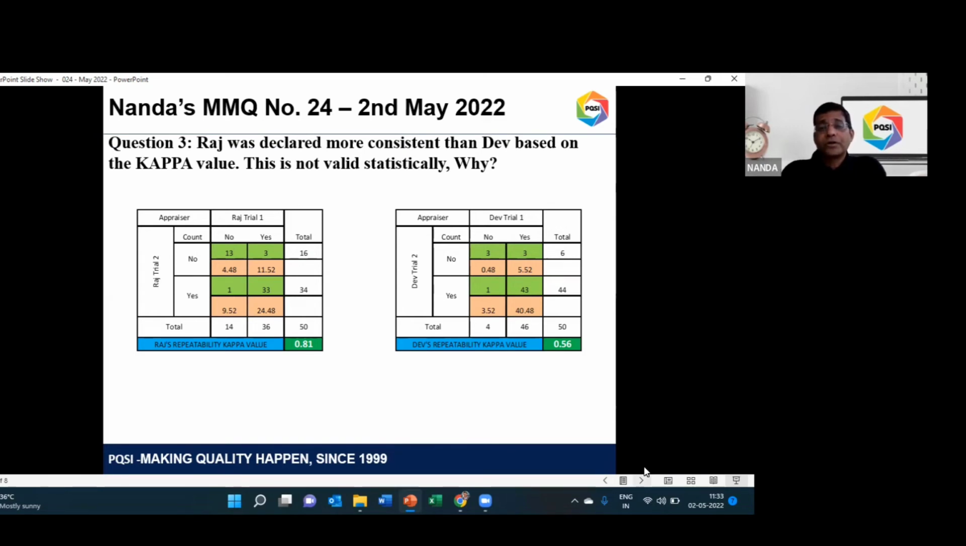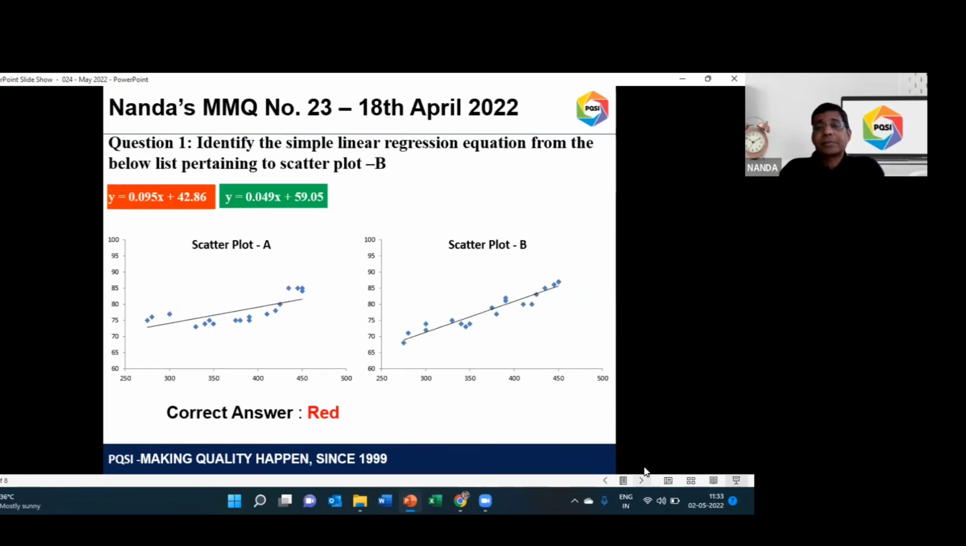So now, moving on to the next part of this video, which is the explanation of the previous quiz, MMQ-23, which was on scatter plot and regression. The question that we asked on 18th of April 2022 was: identify the simple linear regression equation from the below list pertaining to scatter plot B.